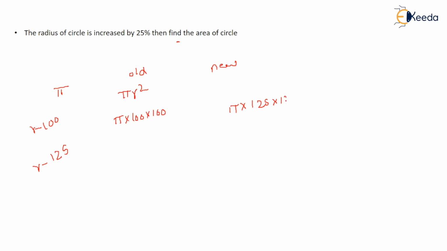The radius of a circle is increased by 25%, then find the change in area of the circle. Here they ask you the change in area of the circle. So suppose earlier the radius was 100 and now it is increased by 25%, means what is the new value? 125. So you can simply find out now, what is the formula of circle area? Pi r square. So pi into 100 into 100. This was old and the new one is what? 25% increase. So pi into 125 into 125, right?